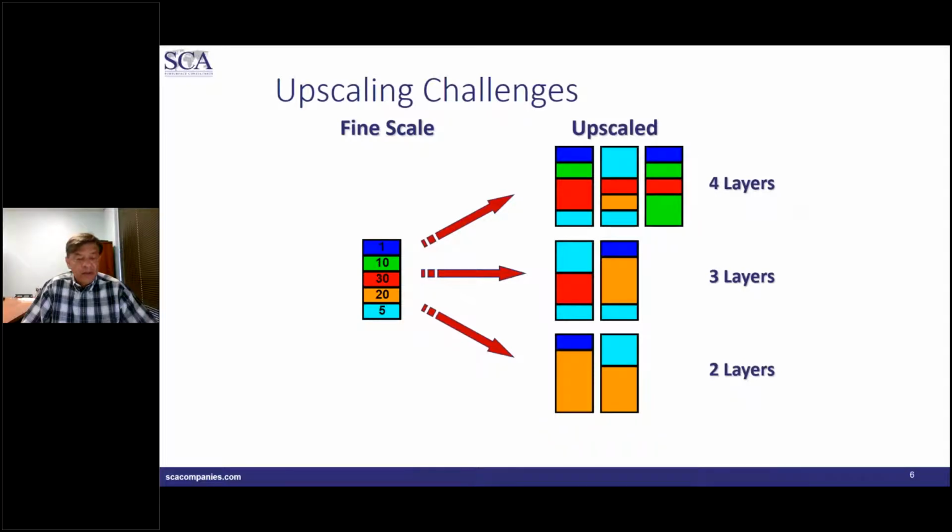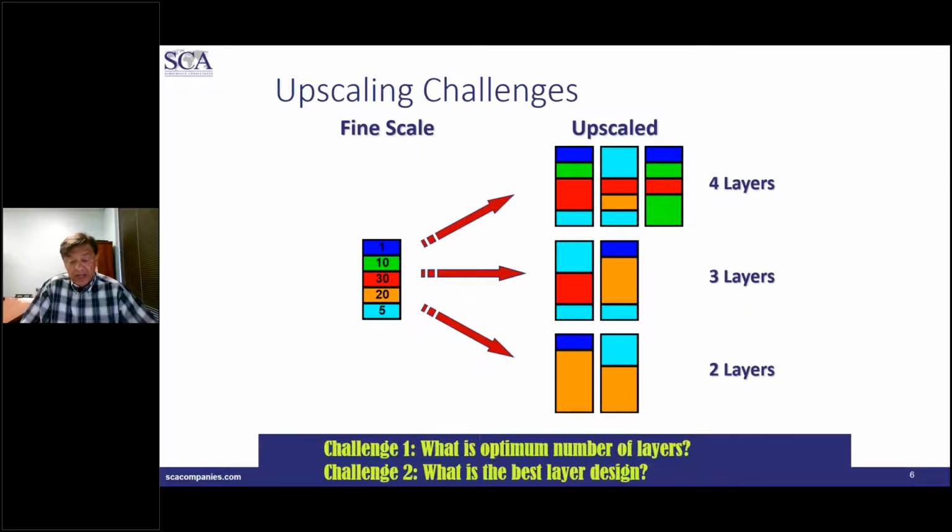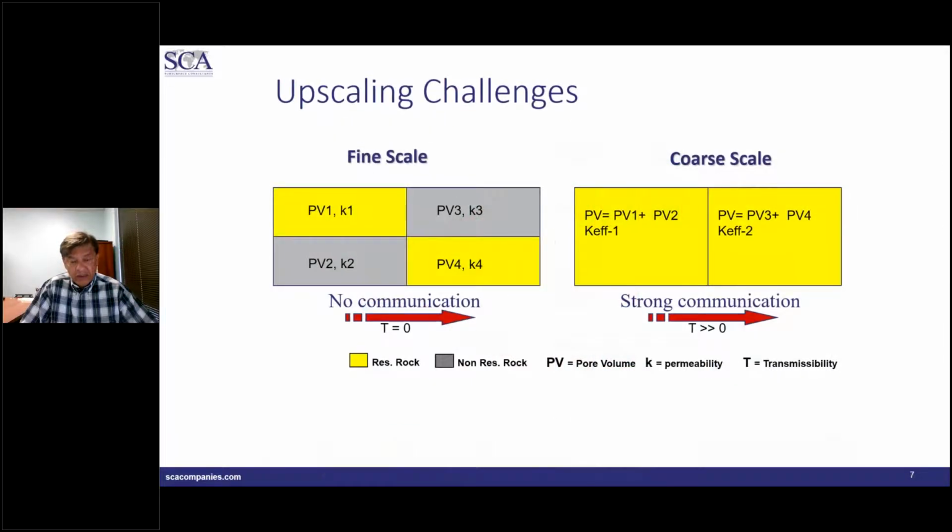So what are the upscaling challenges typically? When you look at the fine scale model, say 5-layer model, and you want to upscale it to 2 layers, 3 layers, 4 layers, we have to think about what is the optimum of scaling. That means, should we go from 5 to 3 layers or 5 to 2 layers? And the second question is, what is the best combination of layers in which these layers should be combined so that we have properly captured the heterogeneity in the model?